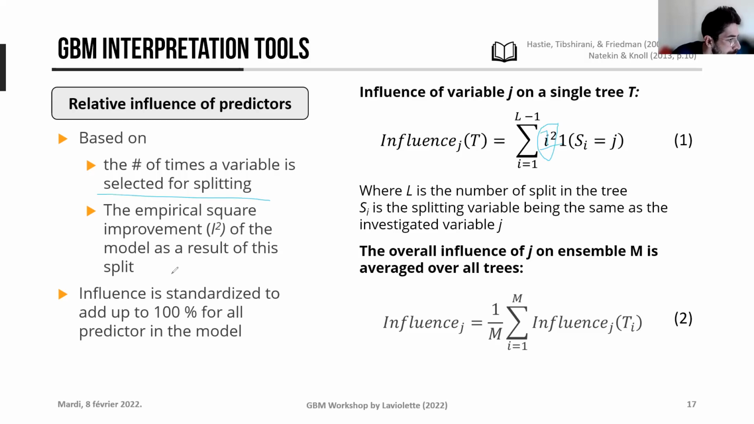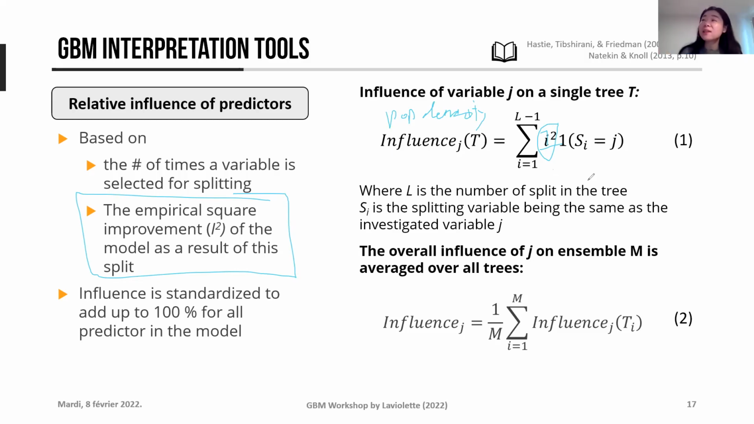It is the empirical square improvement as a result of this split when the variable, let's say our variable here is population density. If population density is the splitting variable in our tree, then we can calculate the square improvement that including this variable in our tree leads to. And we sum this at every split in our tree.